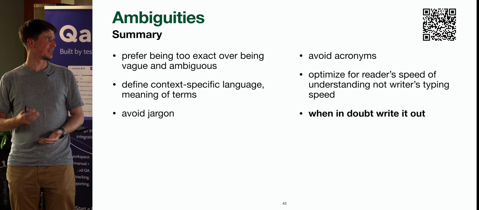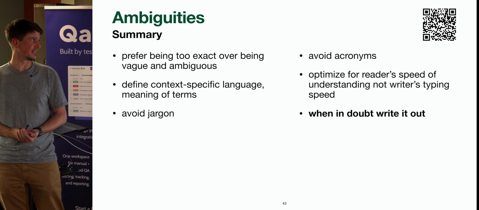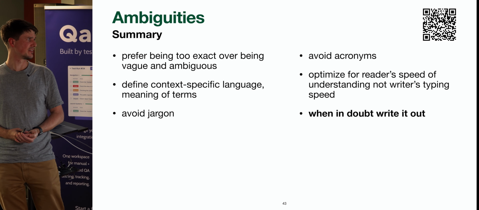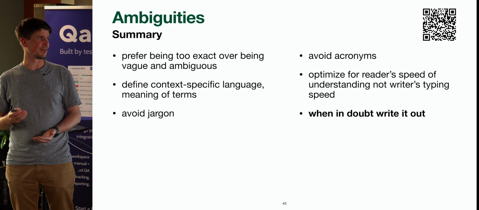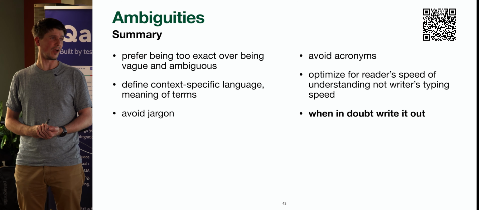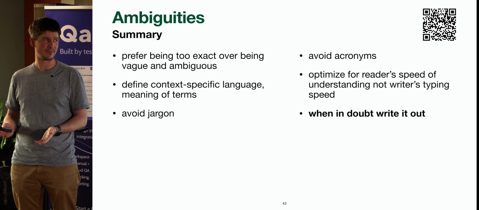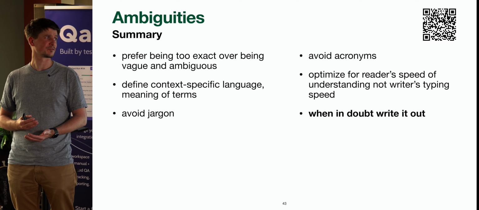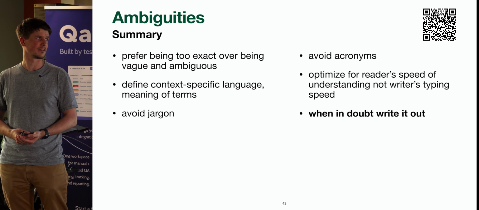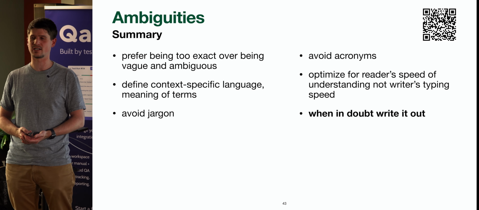In summary, prefer being too exact over being too vague and ambiguous. Define context-specific language, the meaning of terms. Avoid jargon, avoid acronyms. Obviously, if you know your audience, it can be fine, but try to avoid it as a rule of thumb. And optimize for reader speed of understanding, not writer's typing speed. And again, when in doubt, write it out.